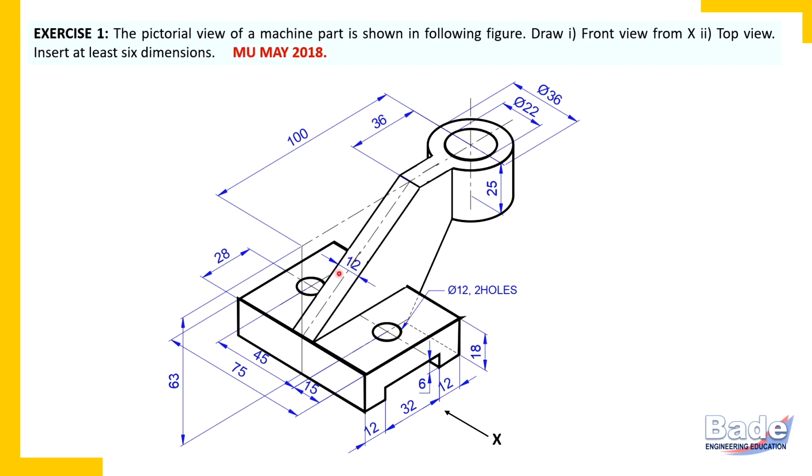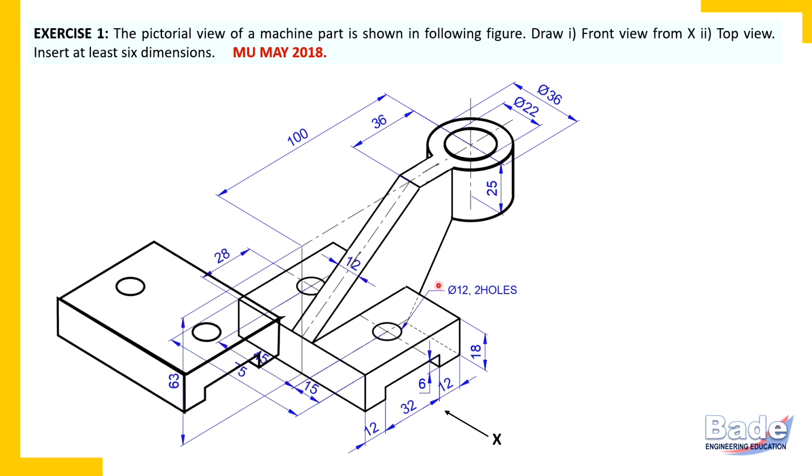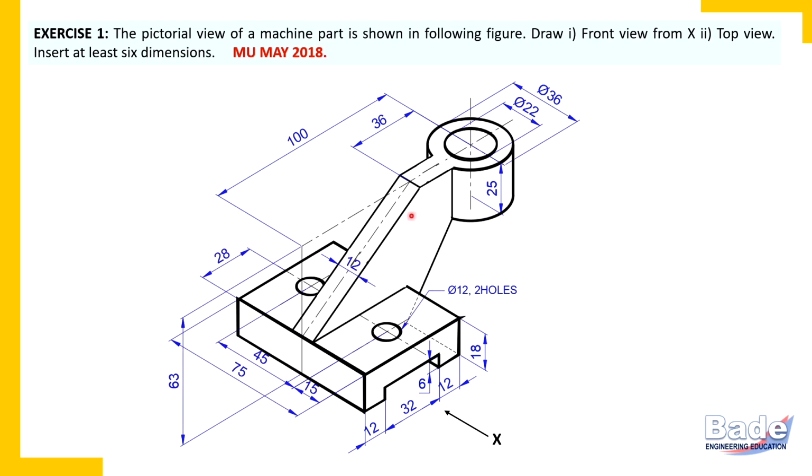Now when you look at this diagram, this object, in seconds you can identify 3 portions of the object. There is a cylinder at top, there is a base plate, and there is a thin 12 mm thick plate connecting these two parts. So we are going to complete this diagram part by part.